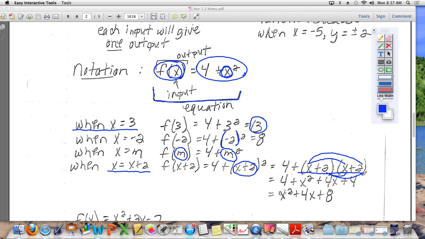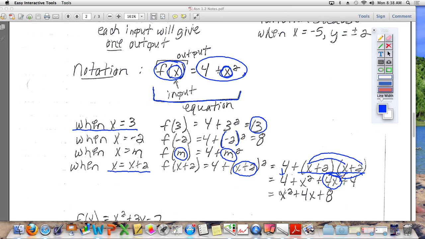So first of all, you have your 4. I just brought that down. X times x gets you x squared. X times 2 gets you 2x, but then you have another 2 times x, which gets you another 2x, which gives you a total of 4x, and at the end you have 2 times 2, which is 4.